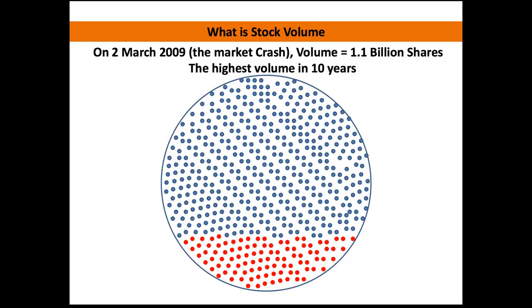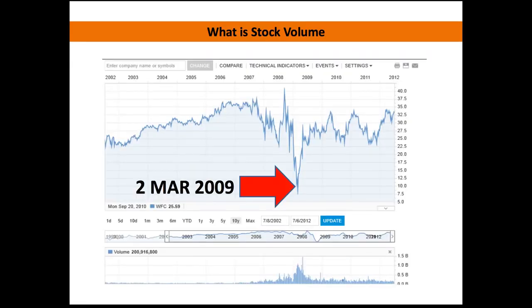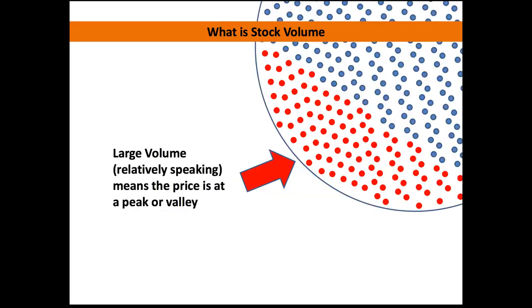So how could we use that bit of information to our advantage as a stock trader? Well, when we go to the price chart, and this is the price chart for Wells Fargo over the last 10 years, that date that I just showed you, where the volume was the highest that it was for 10 years, is right there at the lowest point on our market price. Okay, so that should raise some interest for you. So what we can learn is that when we have a really large volume relative to previous days or years or months, this means that the price is at a peak or a valley.